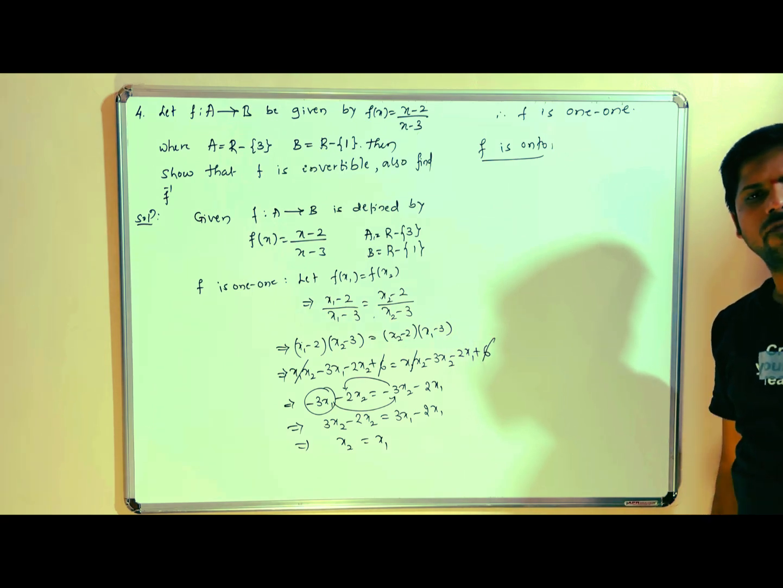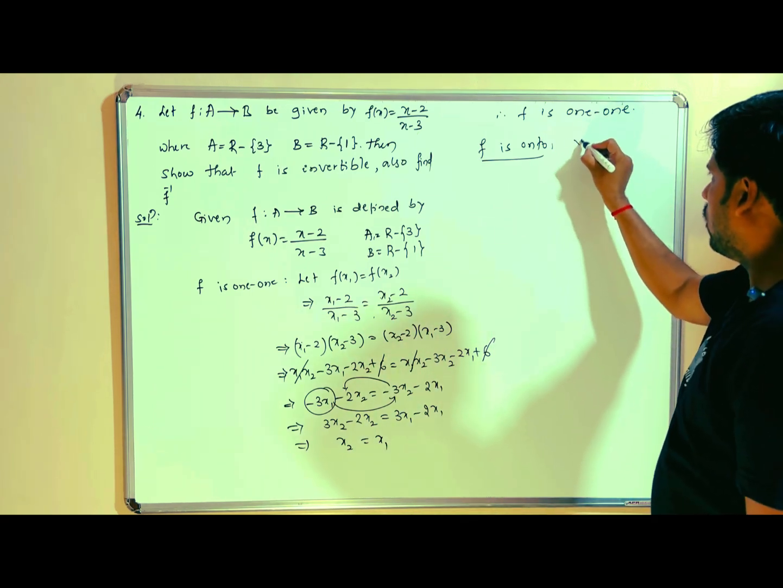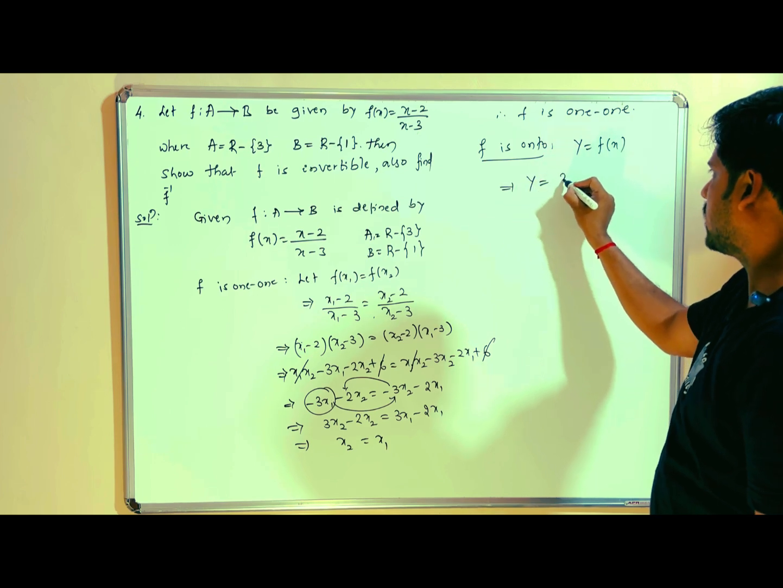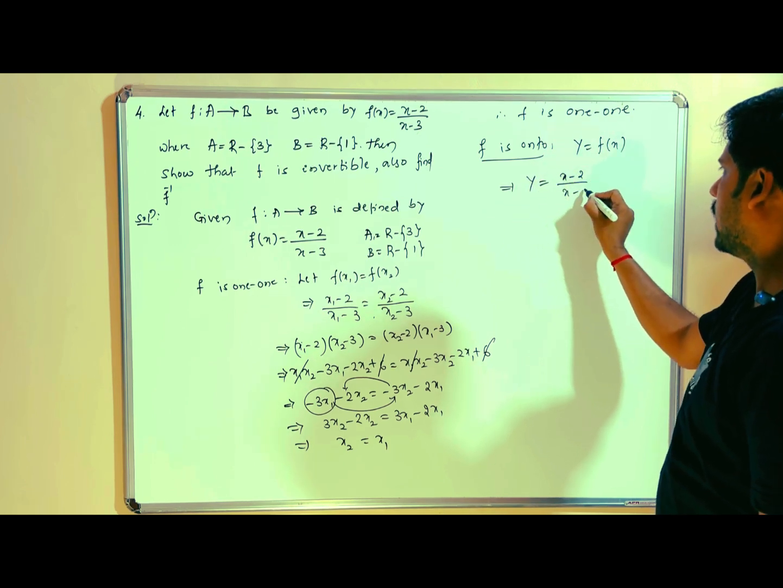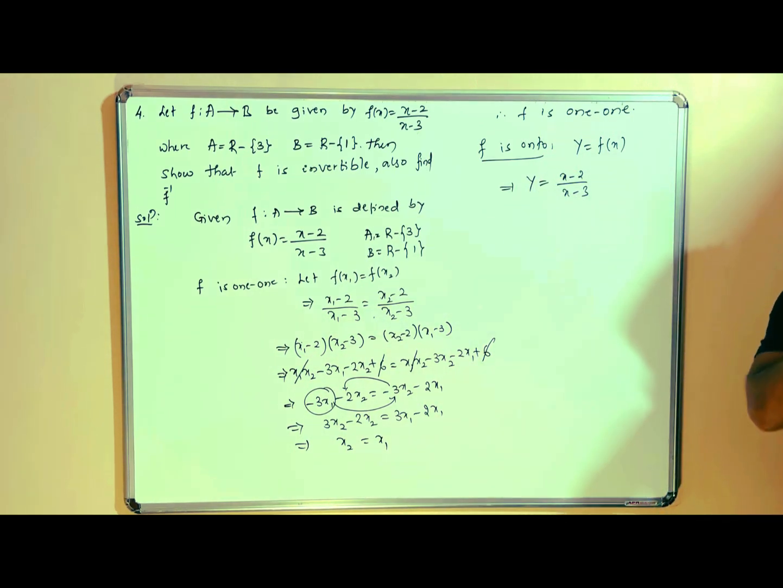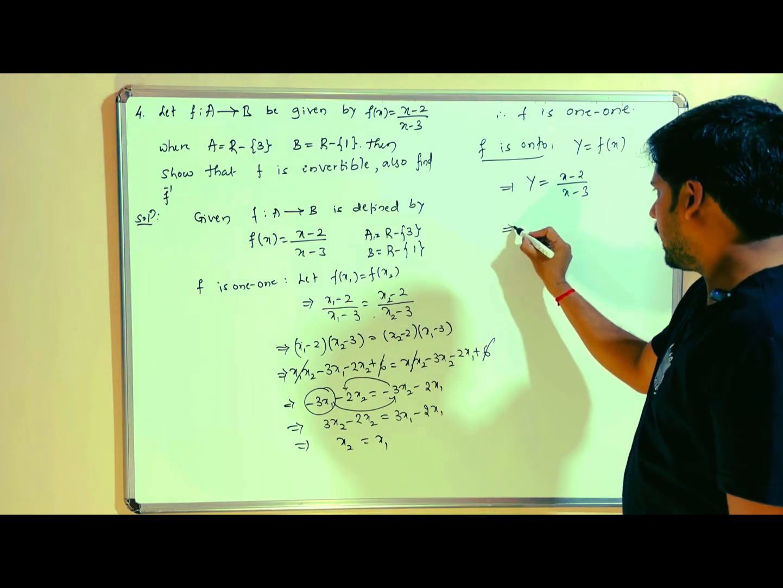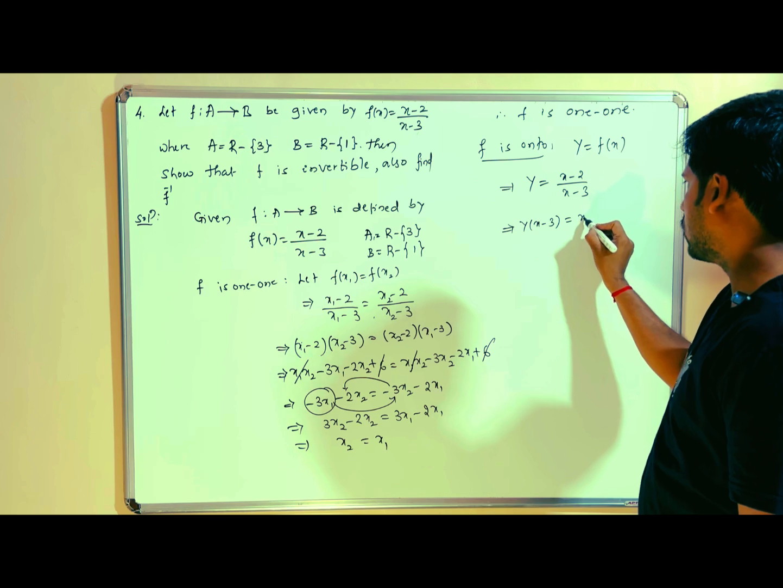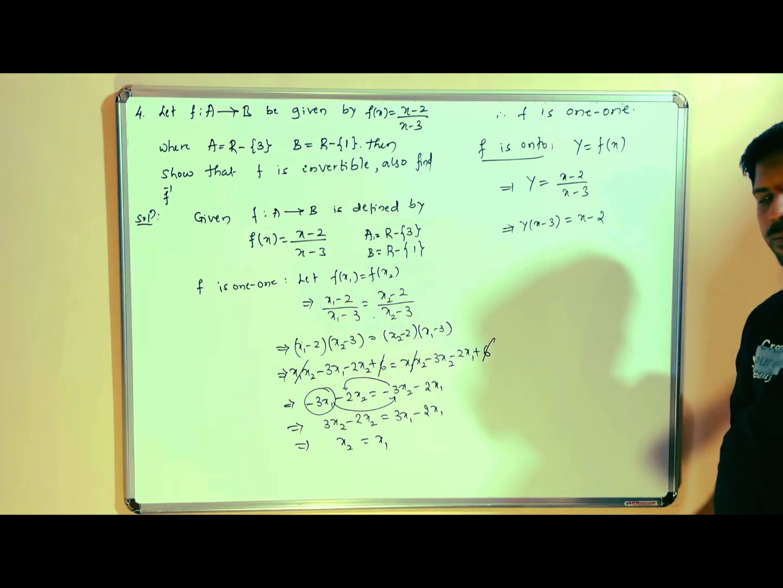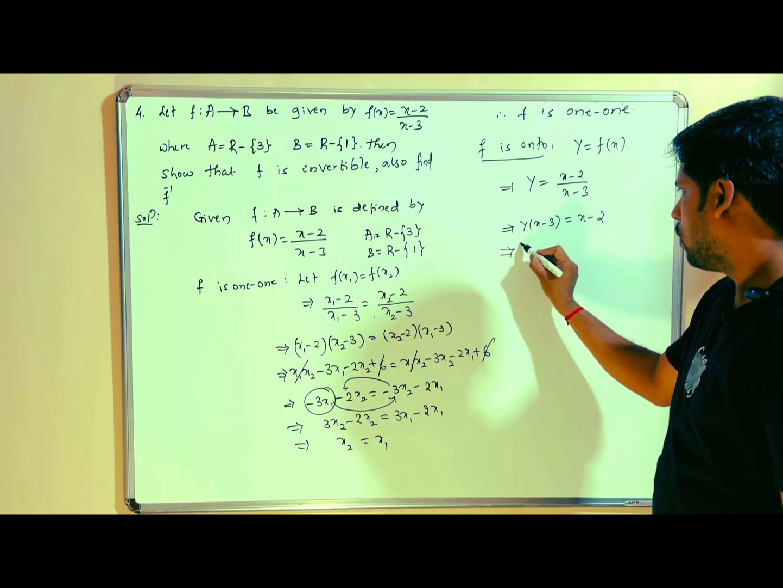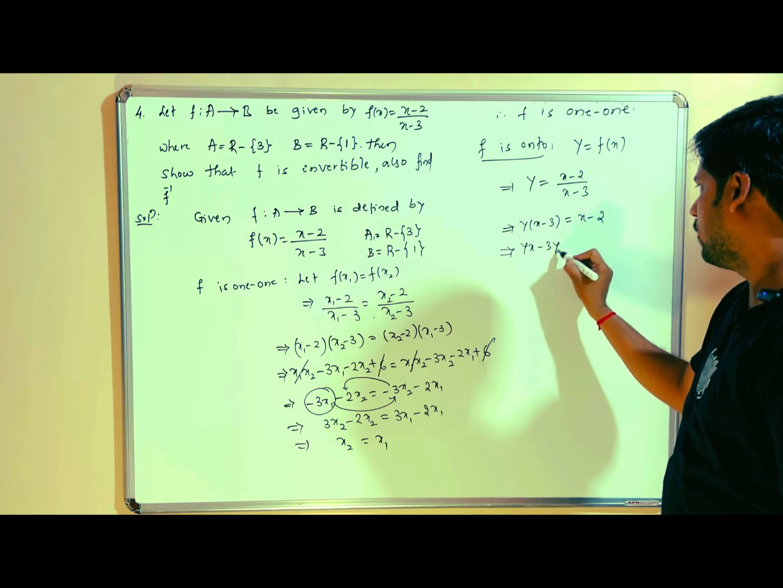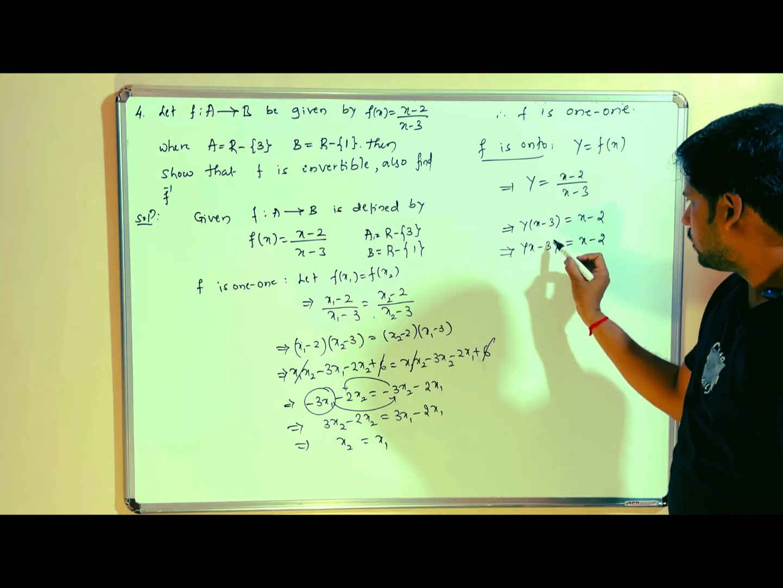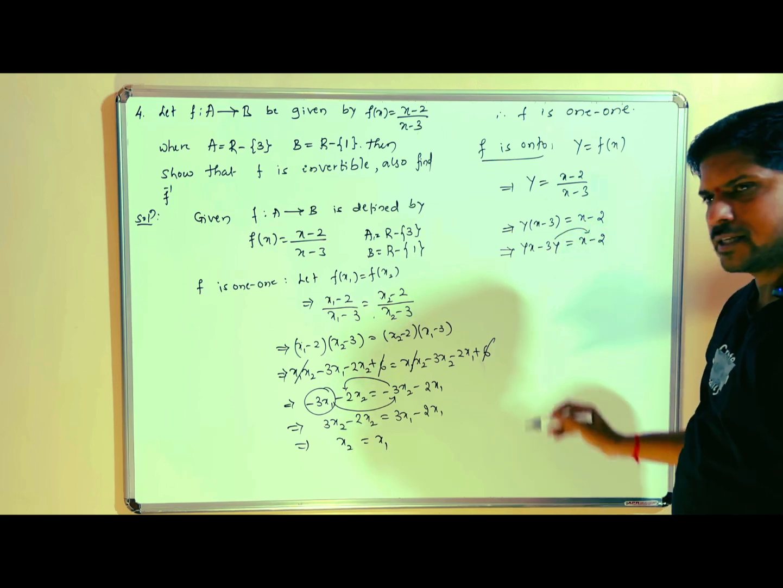Next we have to show that f is onto. What is the condition? y is equal to f of x. Then y is equal to x minus 2 divided by x minus 3. Now solve for x. y into x minus 3 is equal to x minus 2. Remove the bracket. We get yx minus 3y is equal to x minus 2.